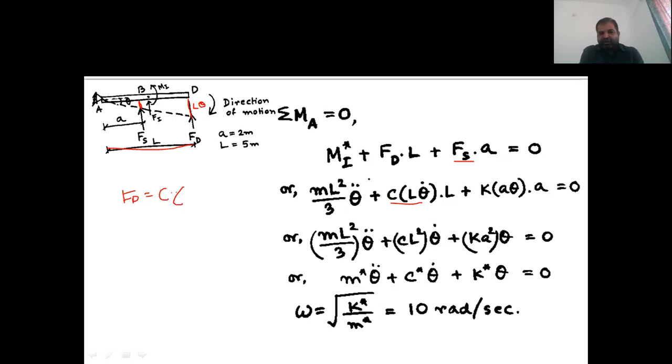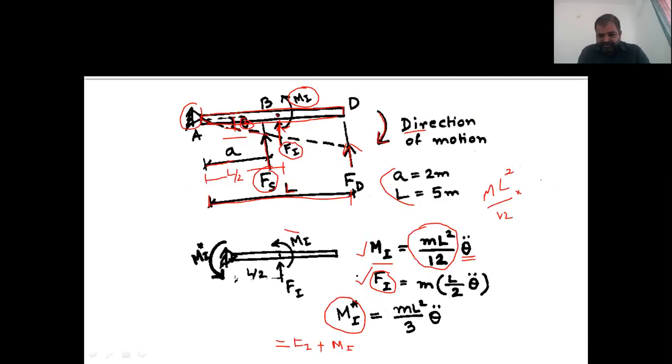So if I put all the values, Mi you have calculated, ml square by 3 into theta double dot, plus C into L theta into L plus K into A theta into A. Or what you can do is, straight away, if you do not want to calculate this, for example, let us not calculate this. What you do is you keep Mi and Fi as they are in the formula.